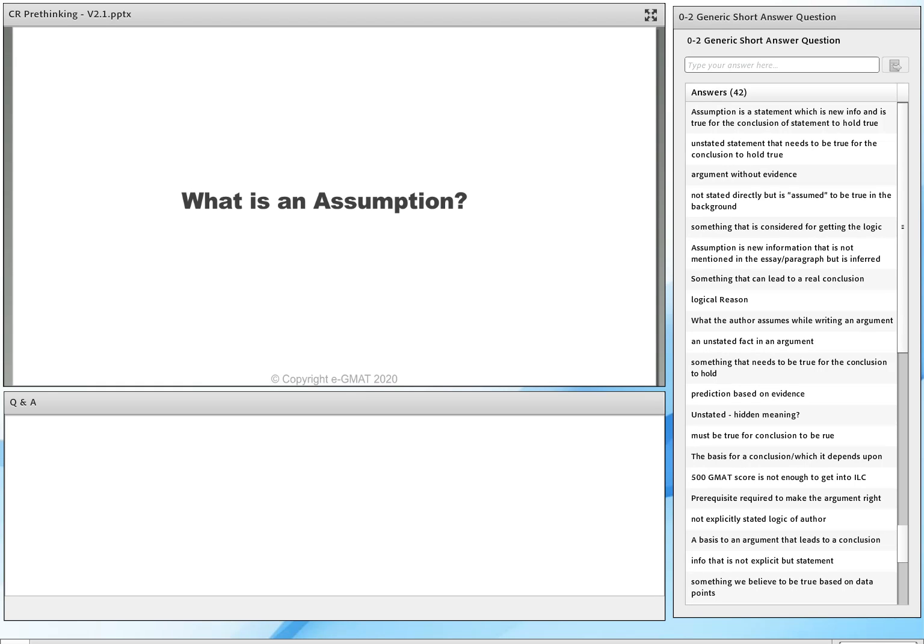Sylvia has a great definition. It says new information that must be true for the conclusion to hold true.